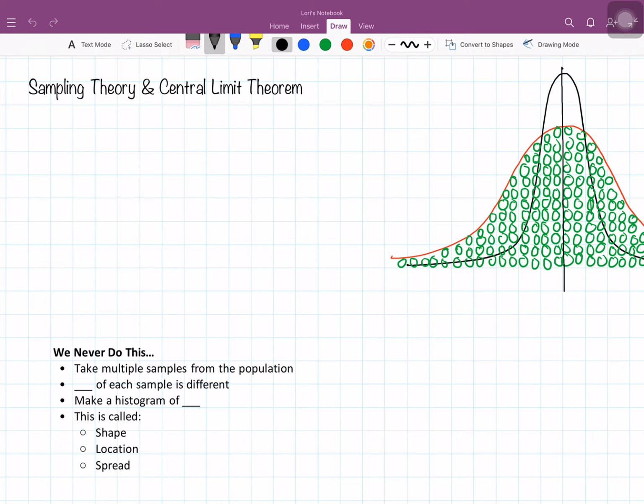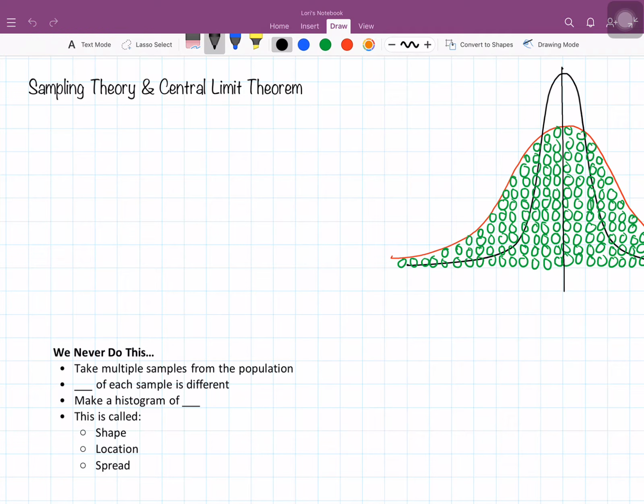First of all, the big idea with sampling, and then I'm going to show you an example of how we never actually do this, but what that would look like. And then I'll show you on the graph exactly how that plays out for different sizes of samples. So let's start off by thinking about the big idea.